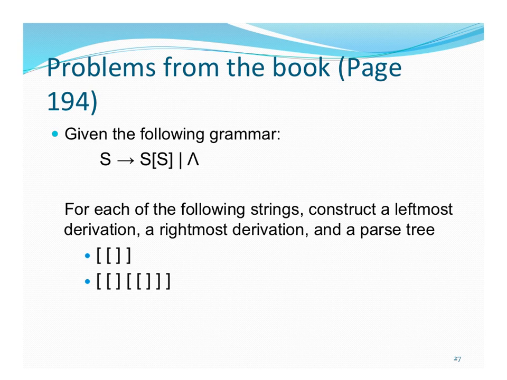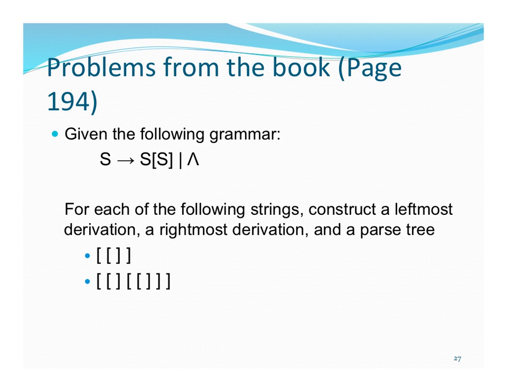Okay, here's a problem from the book that is equally easy. It's just a little bit painful. So we have this grammar, which is a grammar of braces, it looks like. Square braces, square brackets, you might want to call them. And S can either go to a lambda or S followed by square brackets with an S inside. And it says, for each of the following strings, construct a leftmost derivation, a rightmost derivation, and a parse tree.